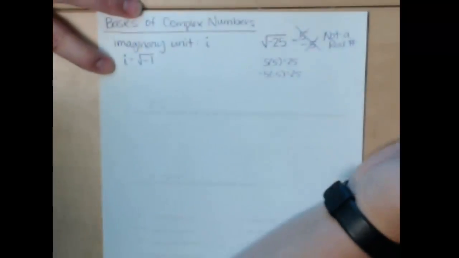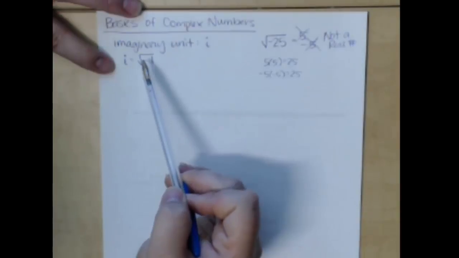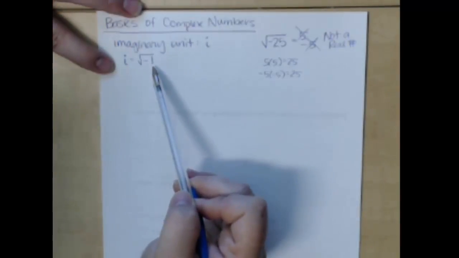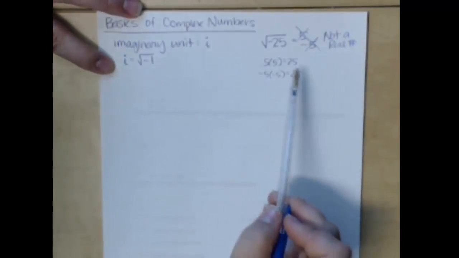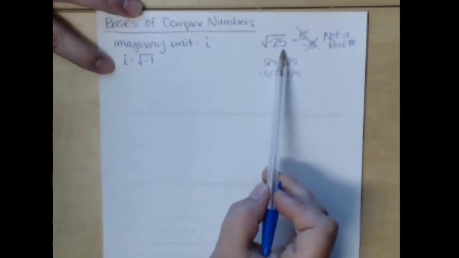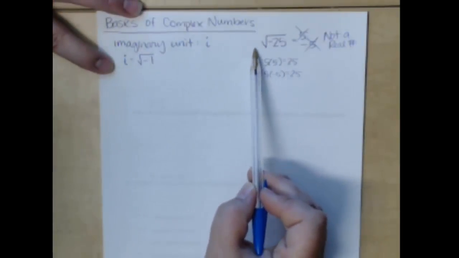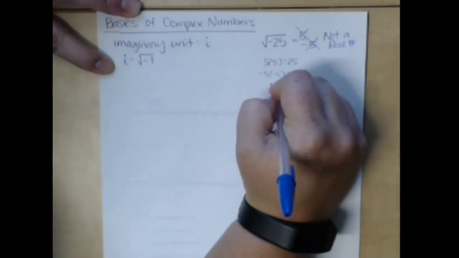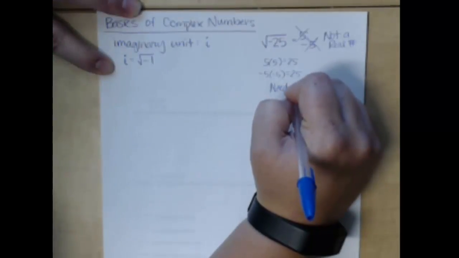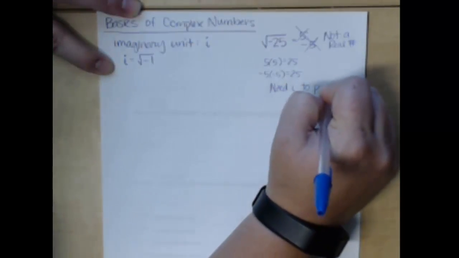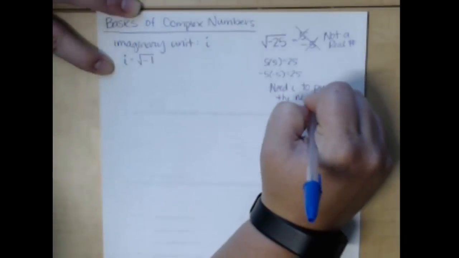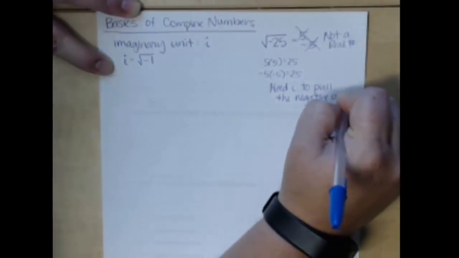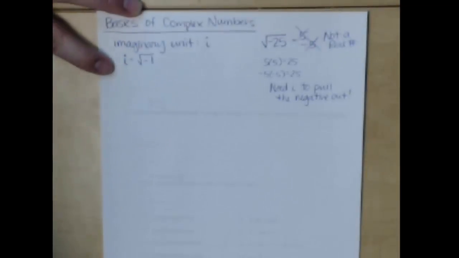We couldn't simplify it. So we went ahead and created i and said, let's let i be the square root of -1. That way, anytime we get a negative under the radical, we can just pull that negative out and write an i outside of the radical. So I'm going to write, we're going to need i to pull the negative out. Okay, so that's why we care about i.